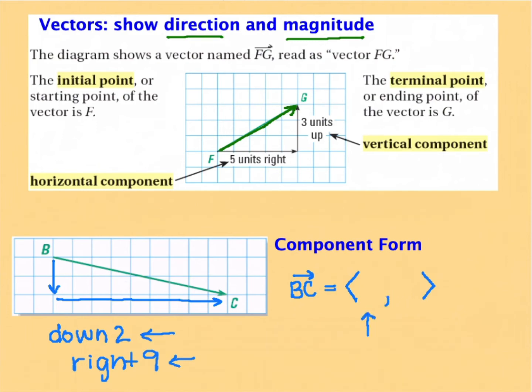Do you suppose the x value would be the down or the right? We know the x-axis goes left and right, so a right 9 would be denoted by a positive 9 x value. And then for the y value, we know the y-axis goes up and down. So if we wanted to use a down 2, we would use -2 for the y value. This is called the component form of the vector, and it just tells us to move right 9 and down 2.